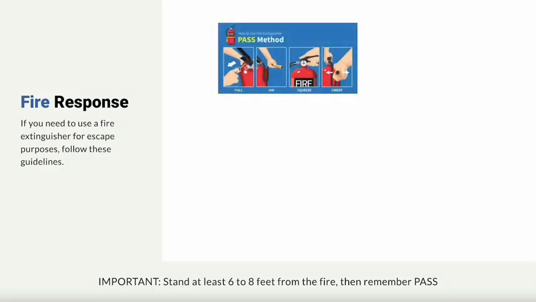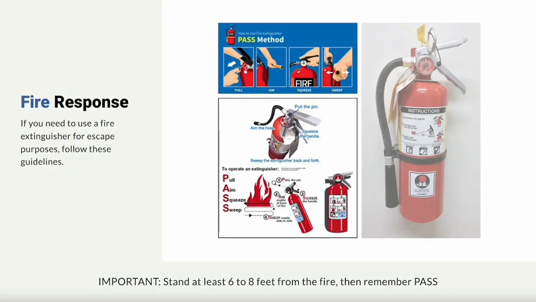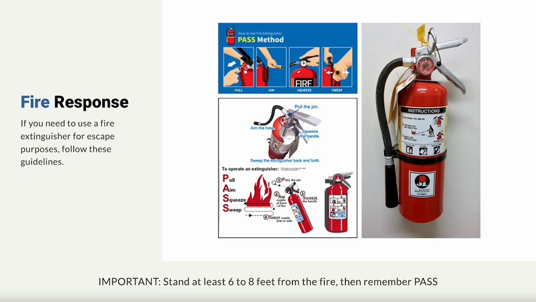If you need to use a fire extinguisher for escape purposes, it's important to follow these guidelines. Stand at least 6 to 8 feet from the fire. Remember the acronym PASS. P, pull the pin on the extinguisher. A, aim the nozzle at the base of the fire. S, squeeze the handle to release the extinguishing agent. S, sweep the nozzle back and forth at the base of the fire.